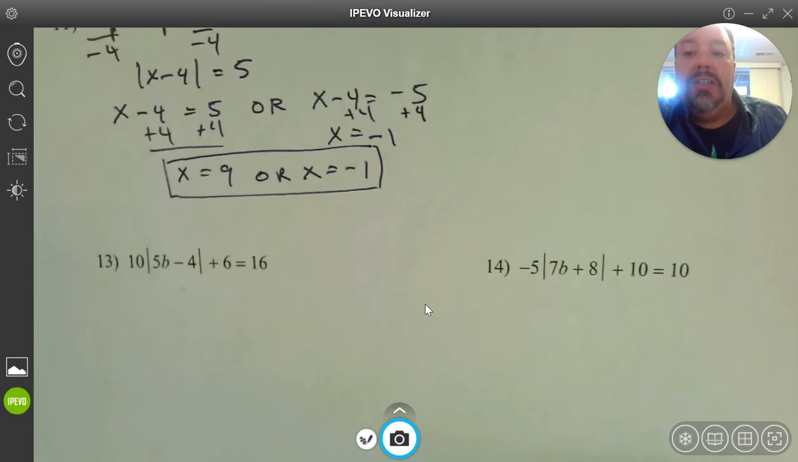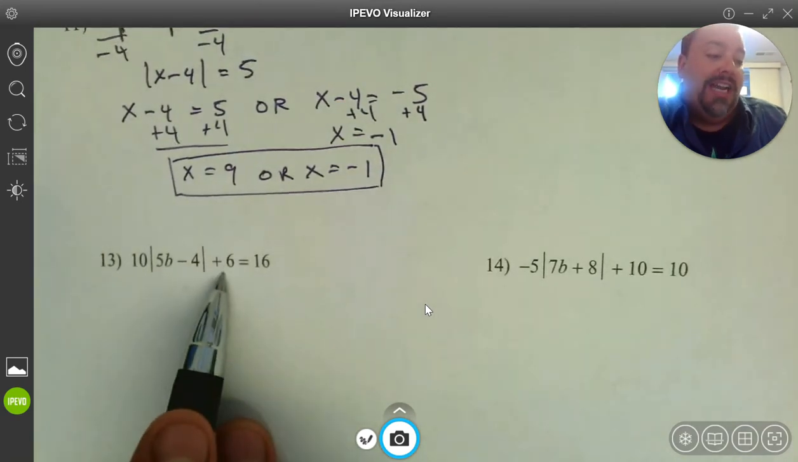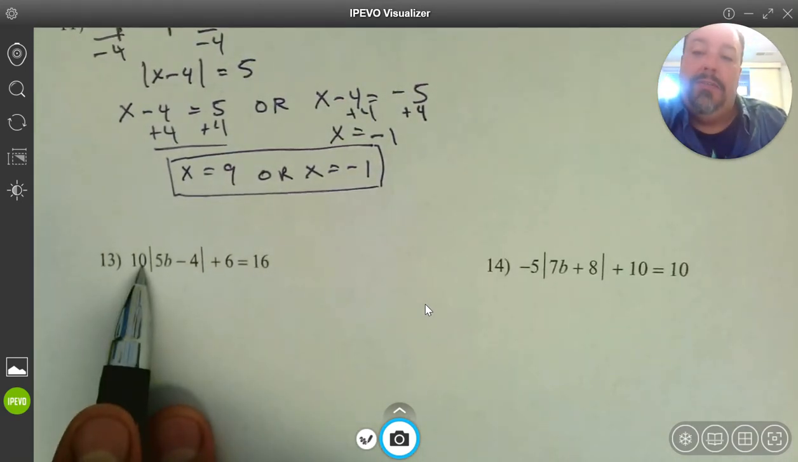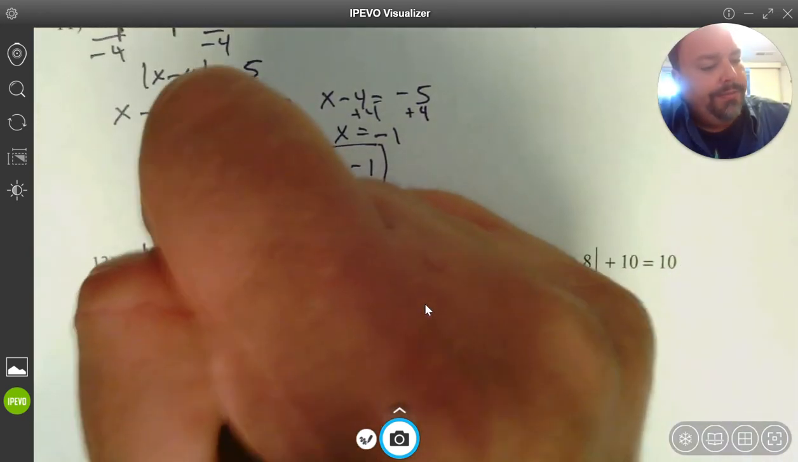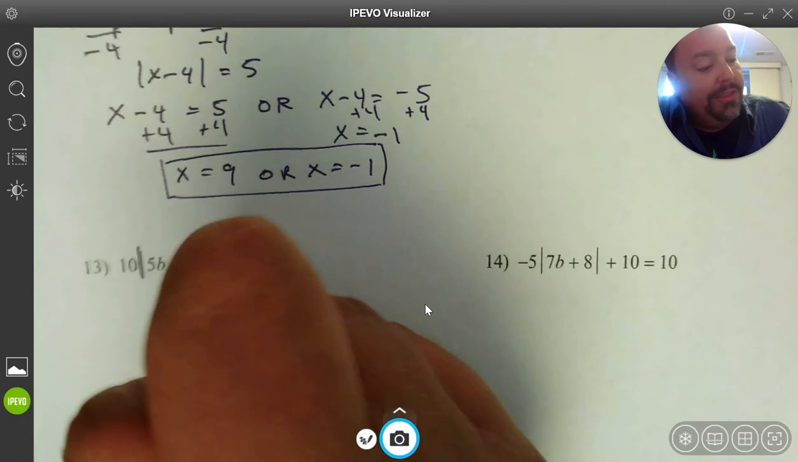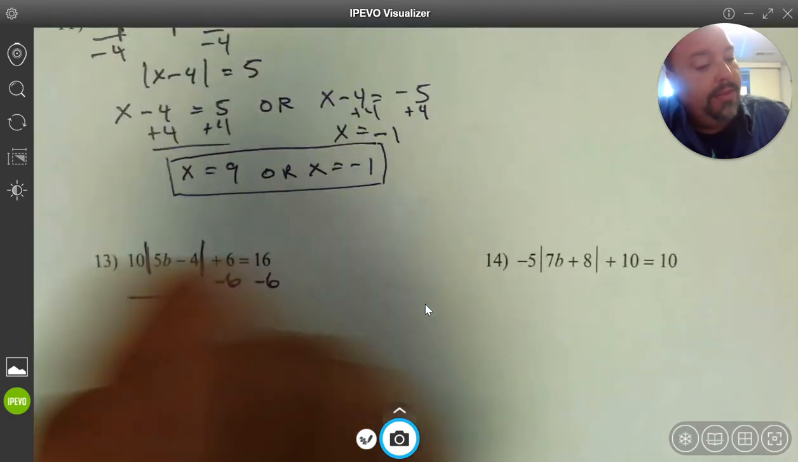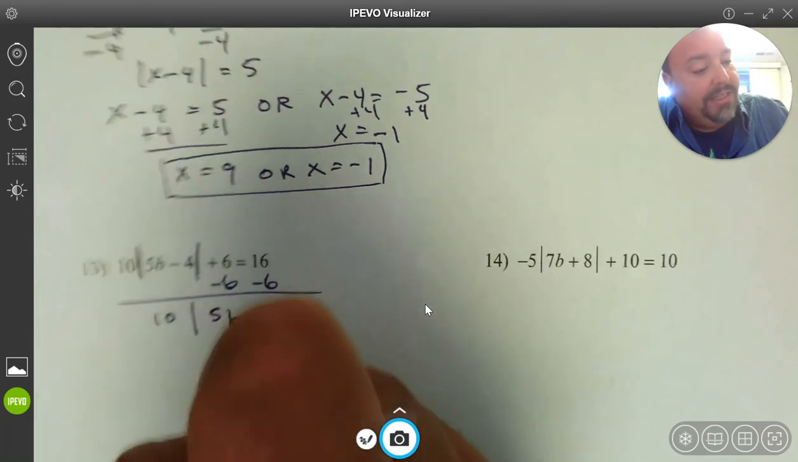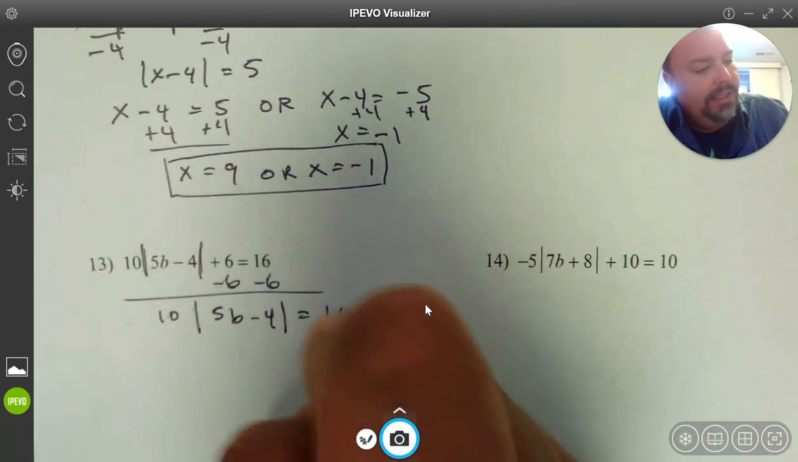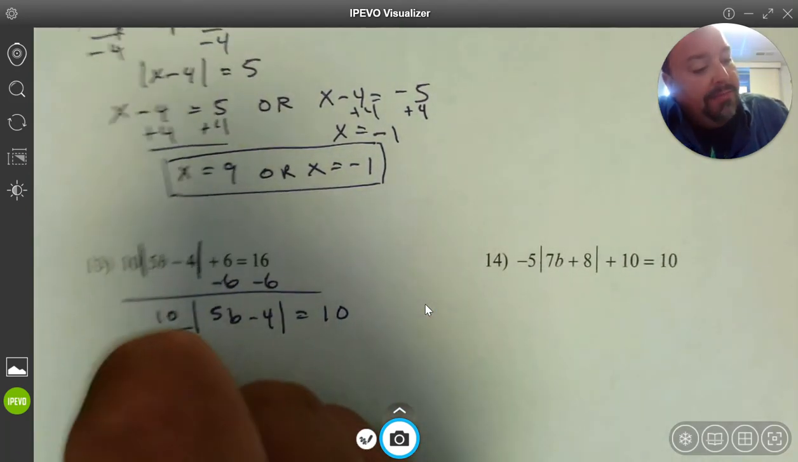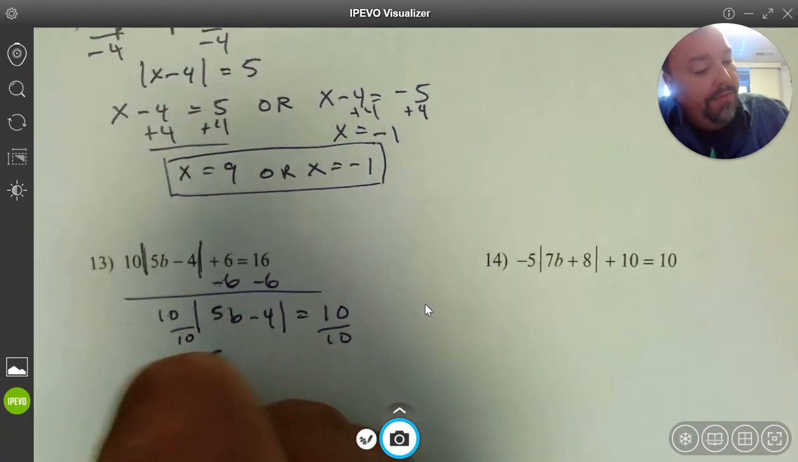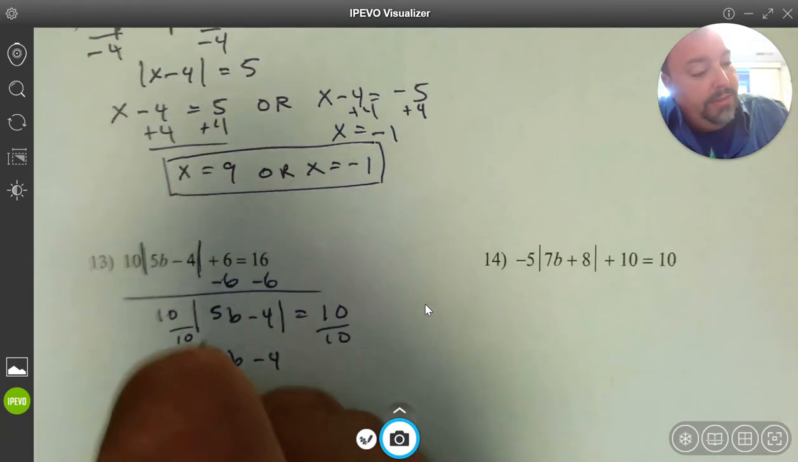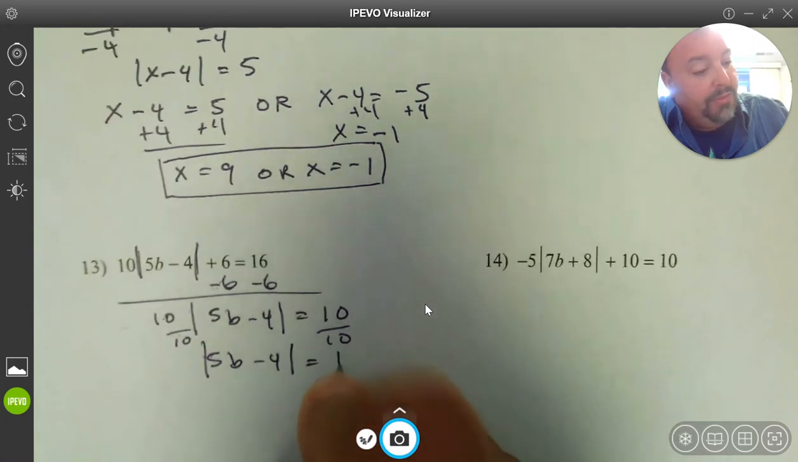The next one requires 2 steps because we have something added and we have something in front. We have a coefficient of 10. So first thing we need to do is isolate the absolute value. So 10, absolute value, 5b minus 4 equals 10. Now divide both sides by 10. 5b minus 4, still the absolute value bars there, equals 1.